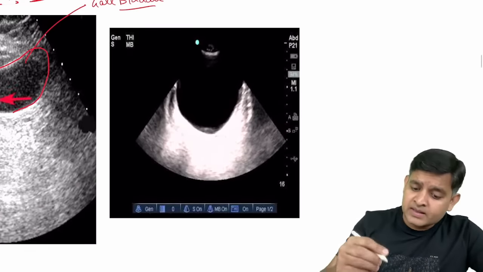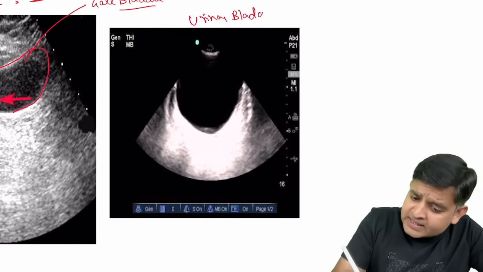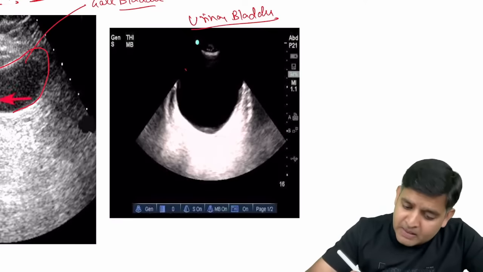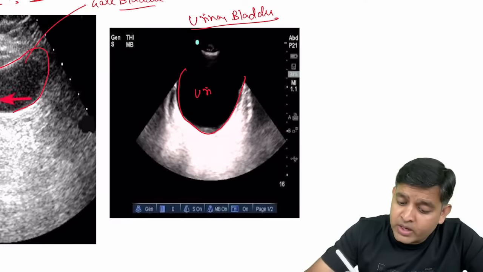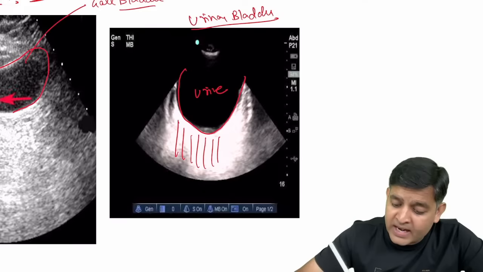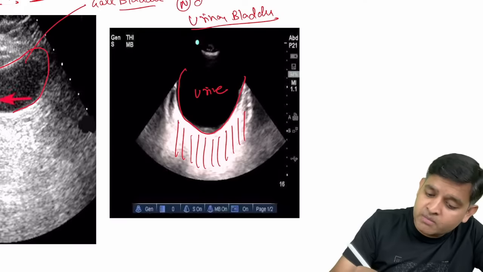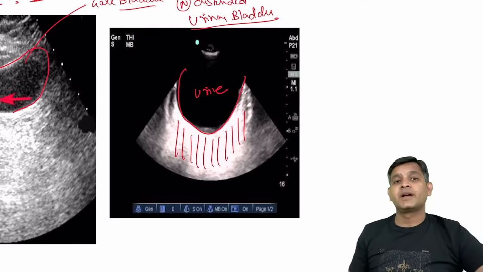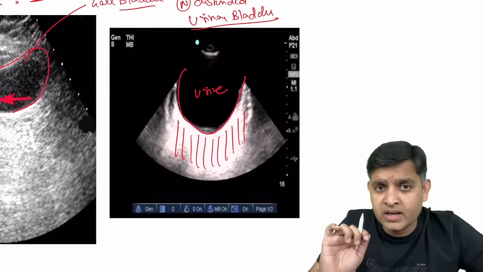So, now, what is this? Tell me. This is urinary bladder. Okay? Why is it urinary bladder? That the examiner has to write down. This black area is urinary bladder. It contains normal urine. And normal urine is fluid. And that is why you are seeing more whiteness behind this urinary bladder. So this is nothing but the normally distended urinary bladder.